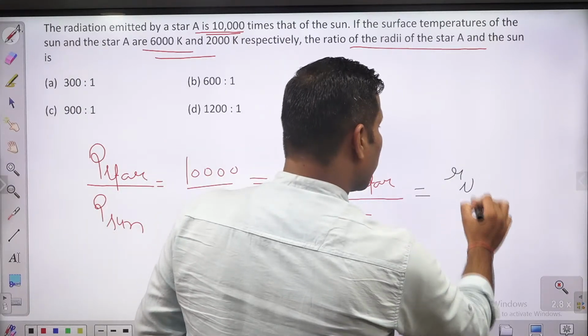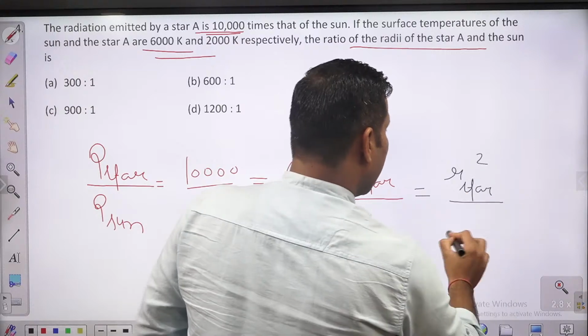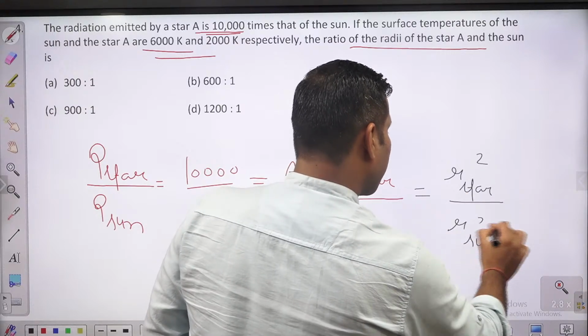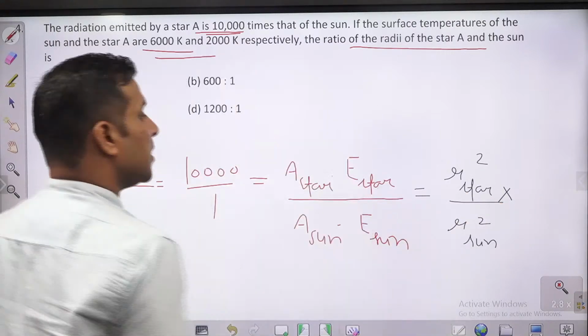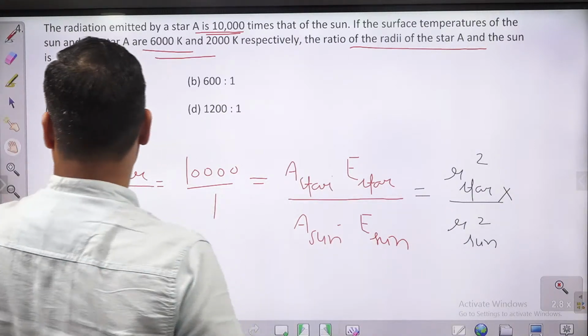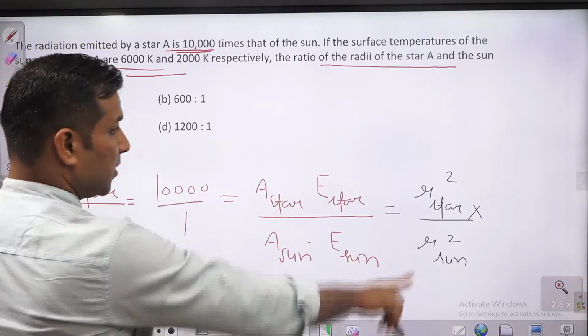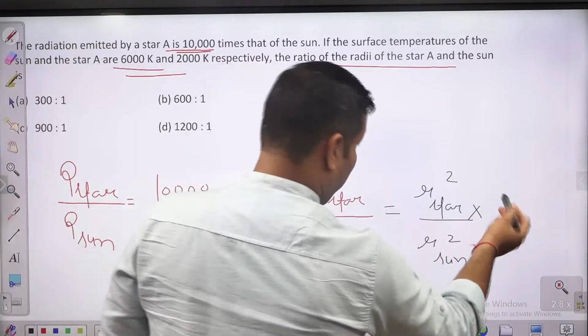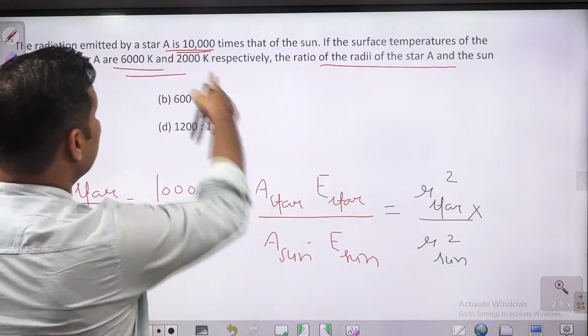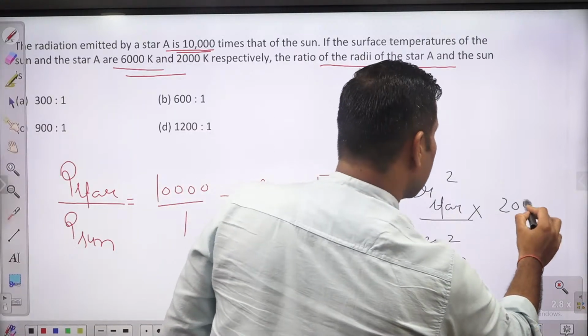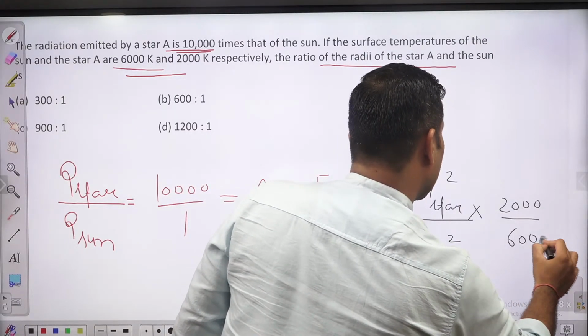The radius of star square divided by radius of sun square, into what? The hemispherical emissive power of star by sun. Okay, and this is equal to what, guys? This is equal to the sigma. Sigma will be cancelled out. Temperature of sun to the power 4, meaning 2000 divided by 6000 to the power 4.